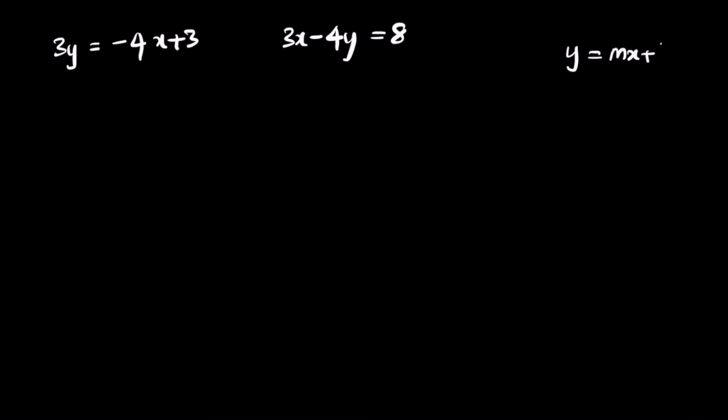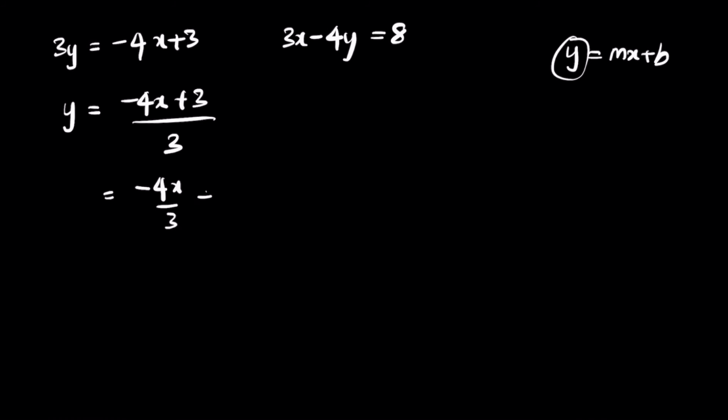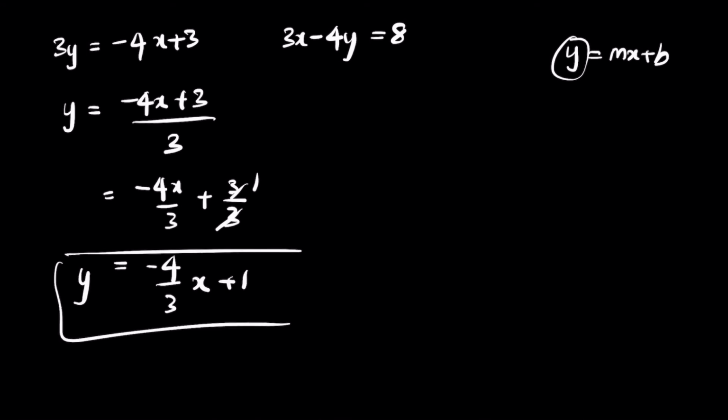So let's take an example. Let's say I have two equations, 3y equal to minus 4x plus 3 and 3x minus 4y equal to 8. When you want to convert this, always convert from the standard form into the slope-intercept form. Remember, the slope-intercept form is y equal to mx plus b. So there should only be y on one side. So it becomes y equal to minus 4x plus 3 over 3. Now split it into individual fractions. You get minus 4x by 3 plus 3 by 3, so 1. So you get minus 4 by 3x plus 1. This is the slope-intercept form.